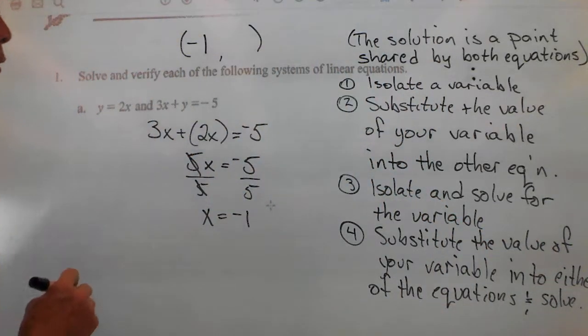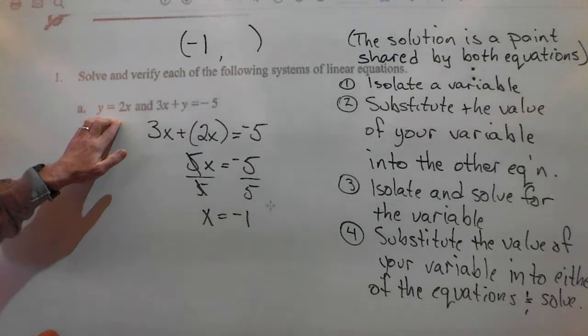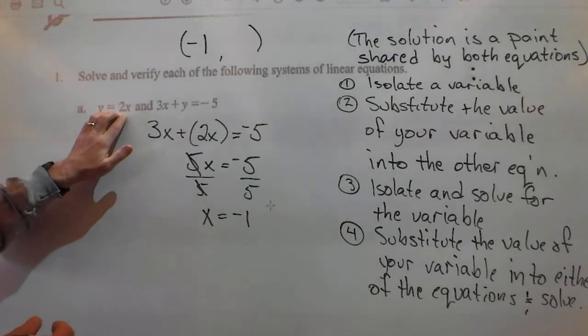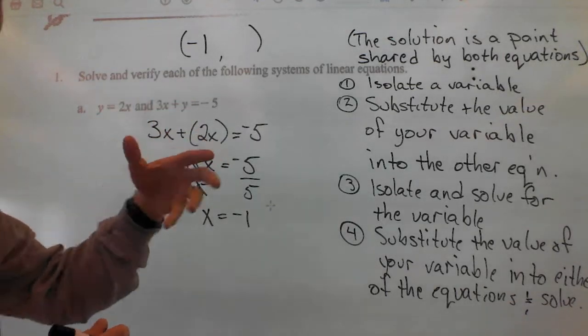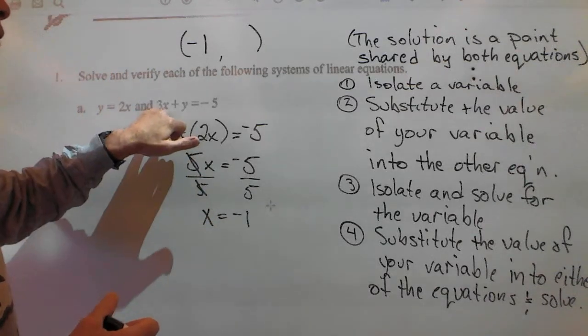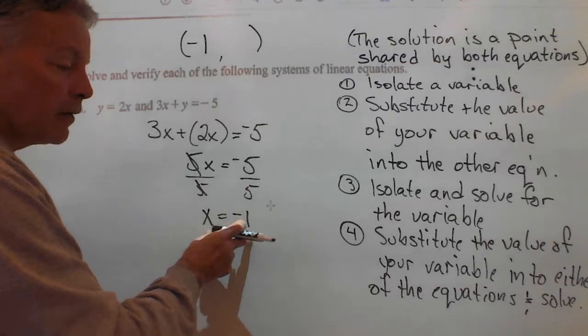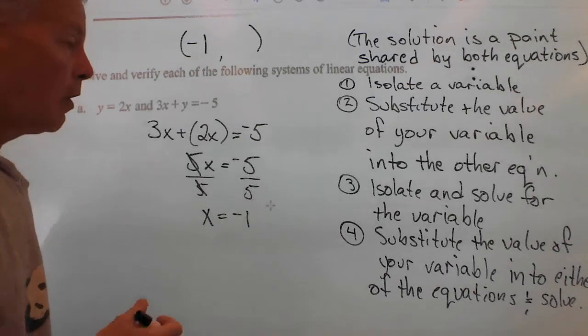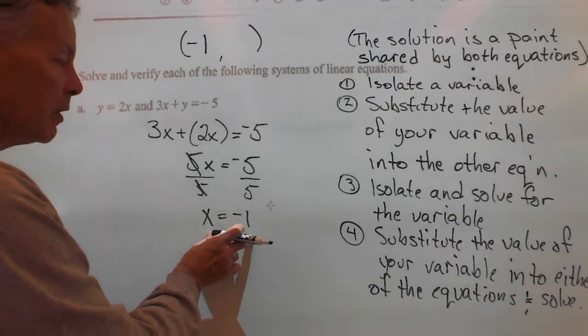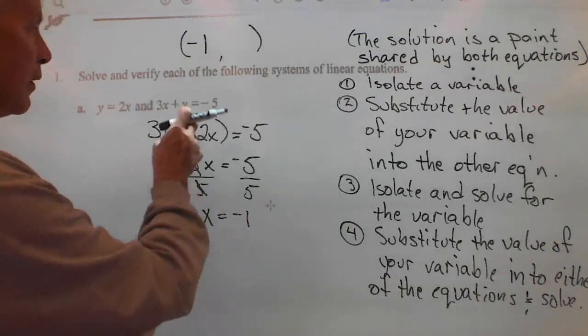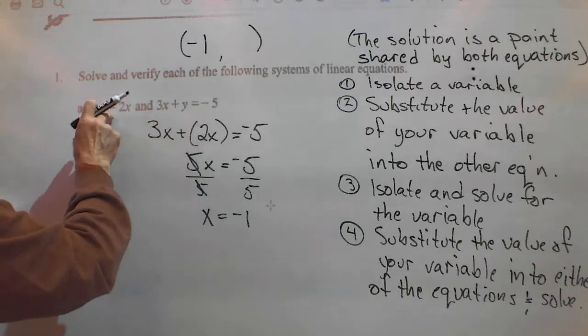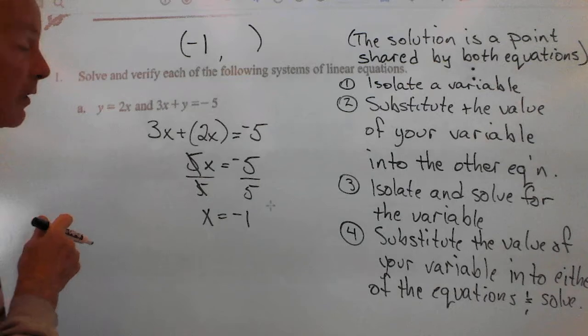So, we have two equations to choose from here. We've got a simple one, y equals 2x, and we've got a maybe not so simple one, 3x plus y equals negative 5. We know our value of x is negative 1. So, we're going to take that value and substitute it into either of our equations. I'm going to pick the easy one because I'm lazy.